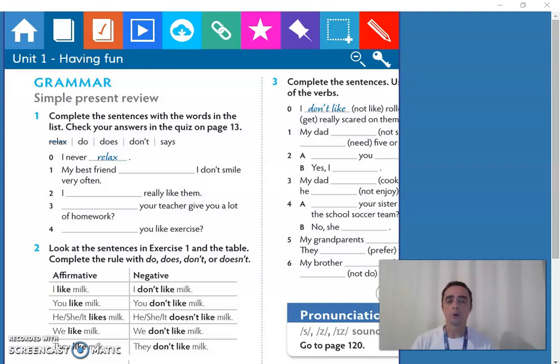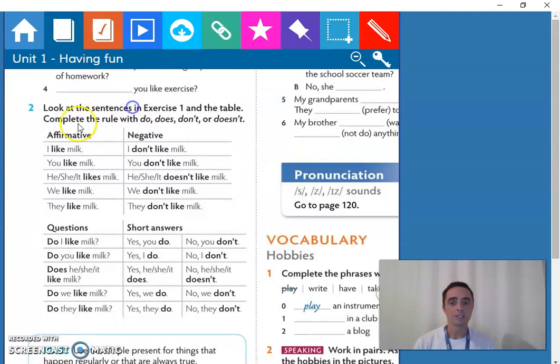In this unit we are going to work with a grammar point that is the simple present. We are going to have a review on that. So if you open your books on page 14, you have the grammar point, simple present, review. Let's check exercise number 2, where we have a table. On this table we have affirmative, negative, questions and short answers.